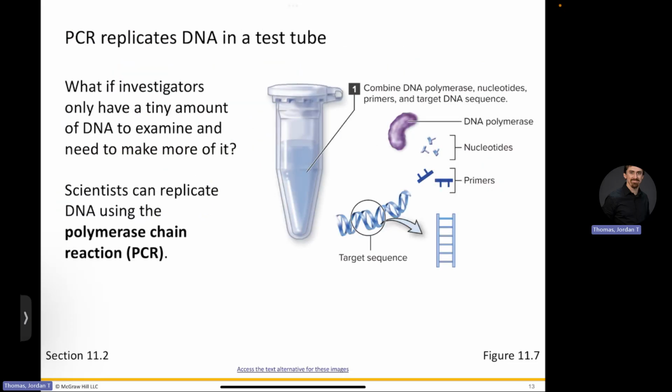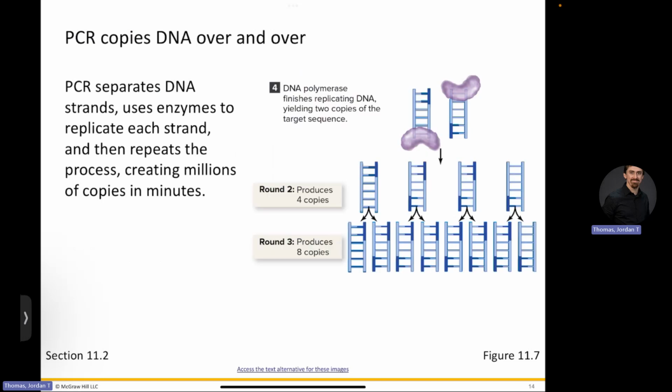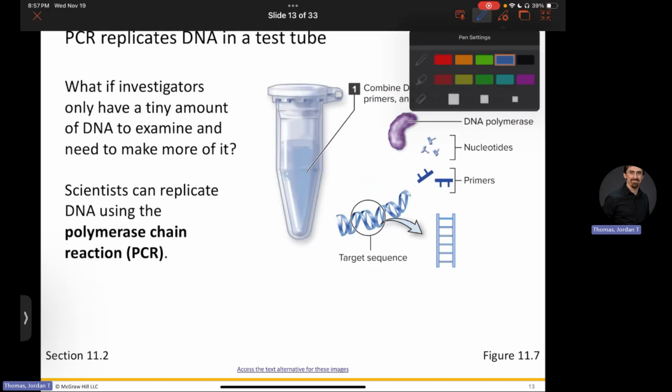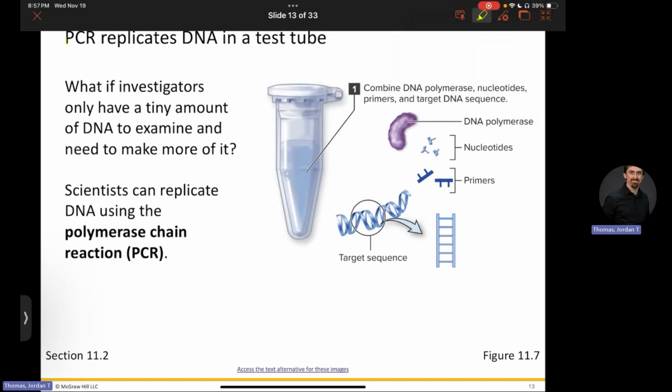Now, we continue to the next example. Next one is going to be an important one too. It's PCR, or polymerase chain reaction. What if investigators only have a tiny amount of DNA to examine and need to make more of it? Scientists can replicate DNA using polymerase chain reaction.